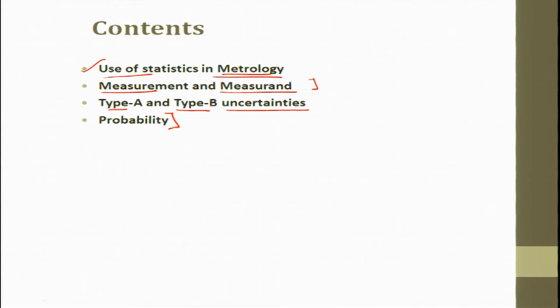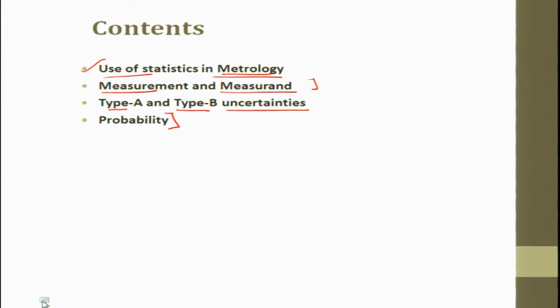Then, what is probability? You know what probability is: a chance of occurrence. But there are certain concepts and techniques devised from probability: the probability density function, the cumulative distribution function, and probability distributions, and how these distributions are used to find out whether the sample represents the whole population or not. These things we will discuss.